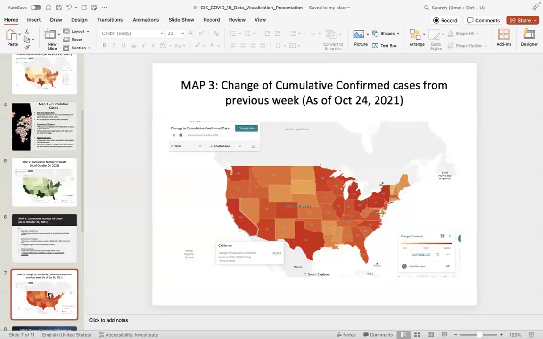All right, let's go to map number 3. Map number 3 shows the change of cumulative confirmed cases from the previous week, as of October 24, 2021, and its previous week. So it shows the total confirmed case changes in one week. In this map, we can also see California, Texas, Pennsylvania, New York, and Florida had a lot of people affected.